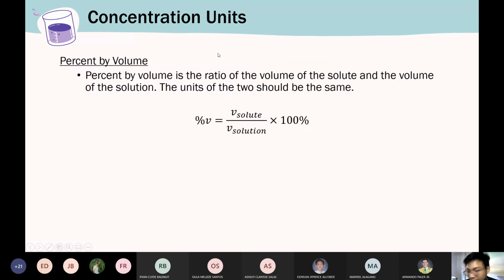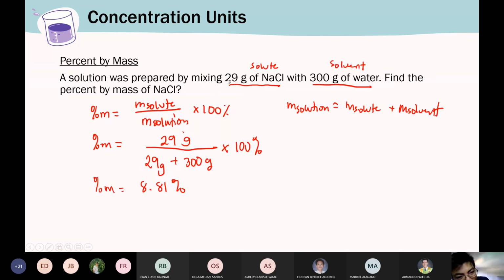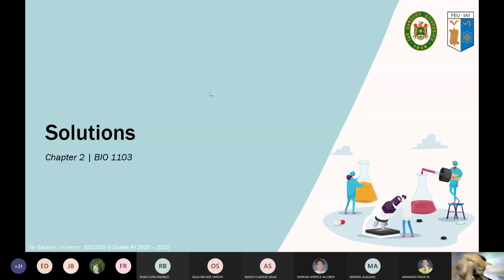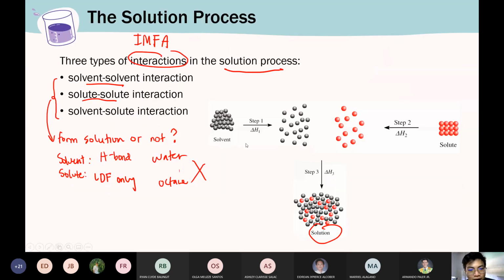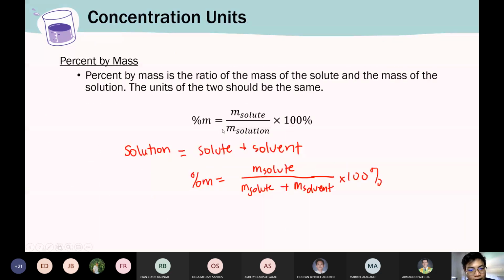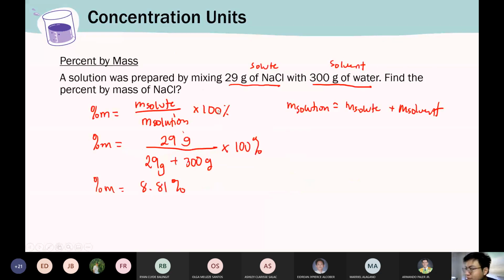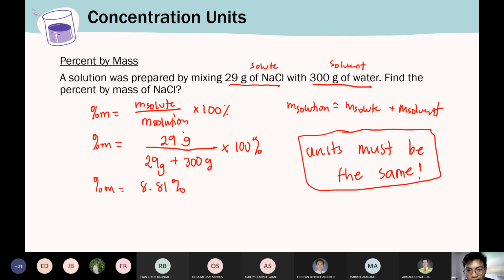The next one is the percent by volume. So, bago tayo mag-proceed, it is important that the units of mass... Anyway, just remember, when doing percent by mass, the units must be the same. Units must be the same. Tandaan nyo yan. Okay? Kasi minsan, hindi ganun na.